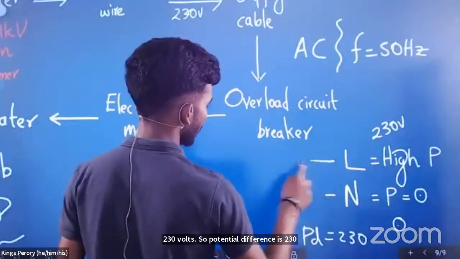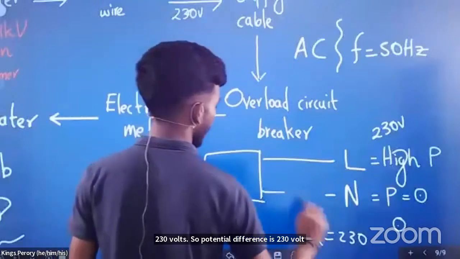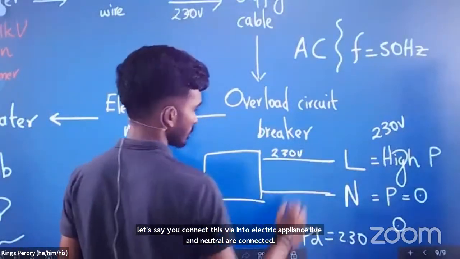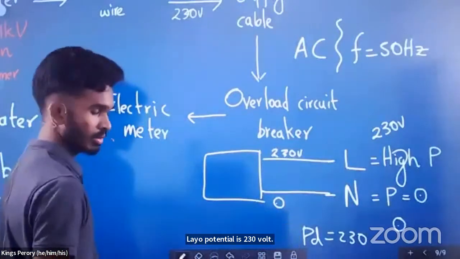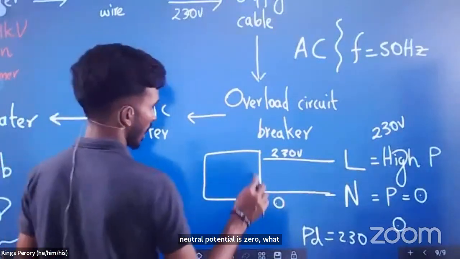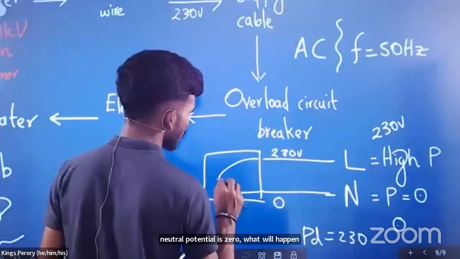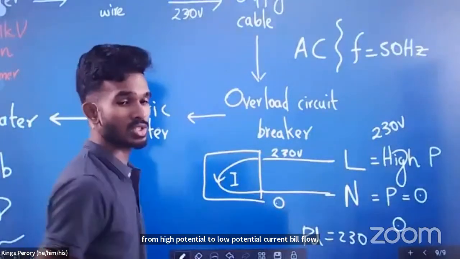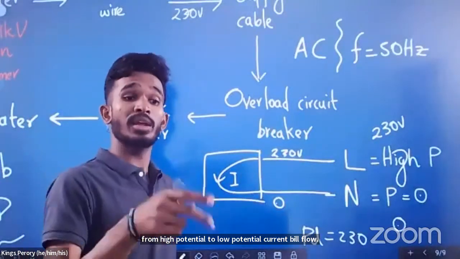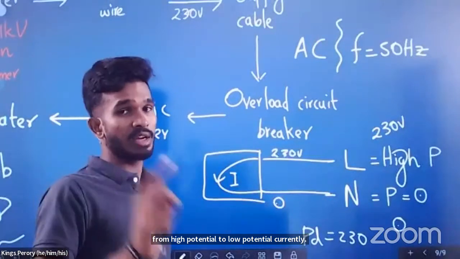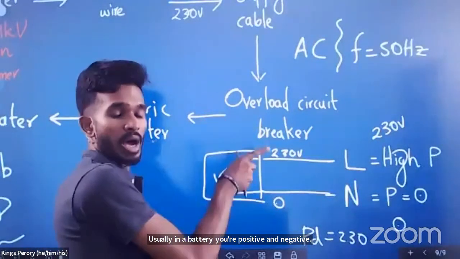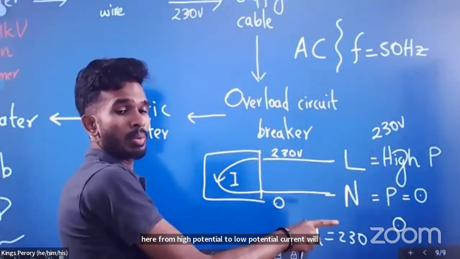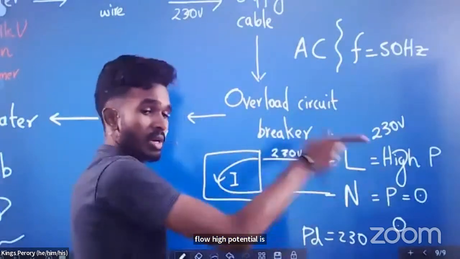Now let's say you connect this wire into an electric appliance. Live and neutral are connected. Live potential is 230 volt. Neutral potential is 0. What will happen? From high potential to low potential, current will flow. Now, usually in a battery, you have positive and negative. Positive to negative, current will flow. Here, from high potential to low potential, current will flow. High potential is live, low potential is neutral. So from live to neutral, current will flow.